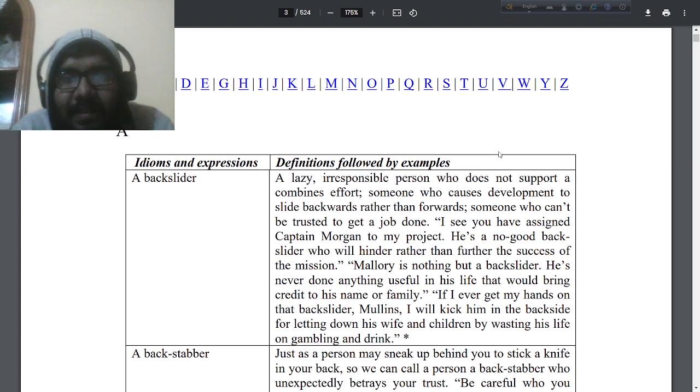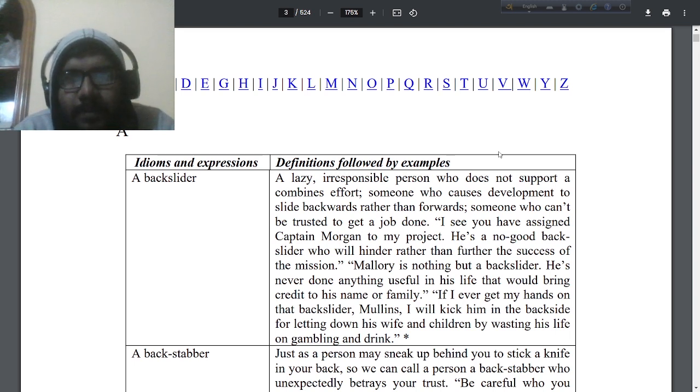Because of his laziness, he was just yawning and doing some regular work which you often do when you get up from bed. So he's actually behind your back. A backslider is a person who is actually lazy. So it is described that way.